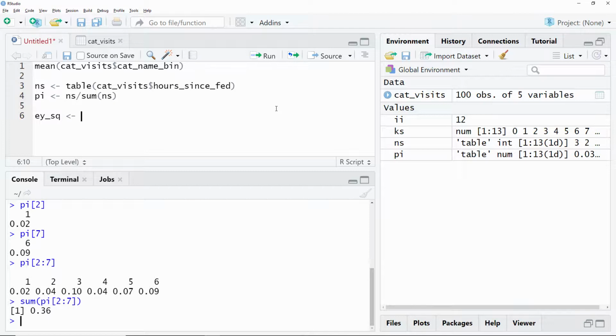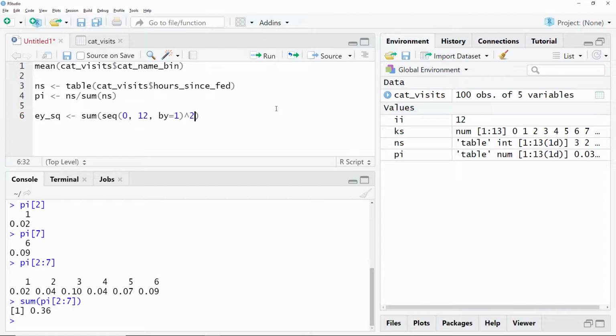The first way that comes to mind is that we're going to end up wanting to sum over some values. So we'll start with our summation here. And then we want those y squared values. And so we know that y runs from 0 to 12 in a sequence by 1. And we want those values squared.